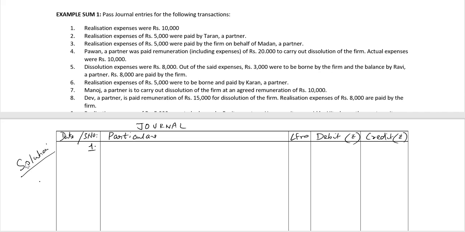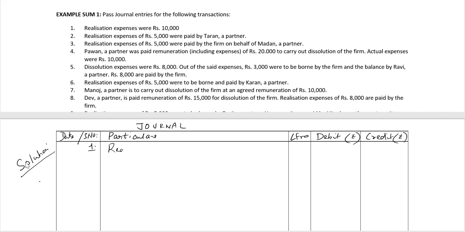The first question, it says realization expenses were rupees 10,000. There is no mention as to who has to bear the expense. So we will assume that the firm was to bear the expense. It does not specify who has paid the expense. So the party who has to bear the expense has paid the expense, which means the firm has paid the expense. So borne by firm, paid by firm.